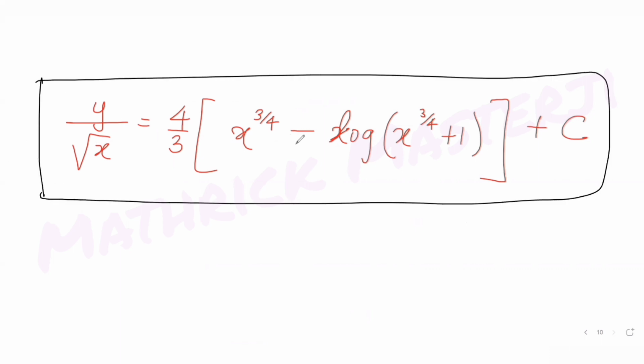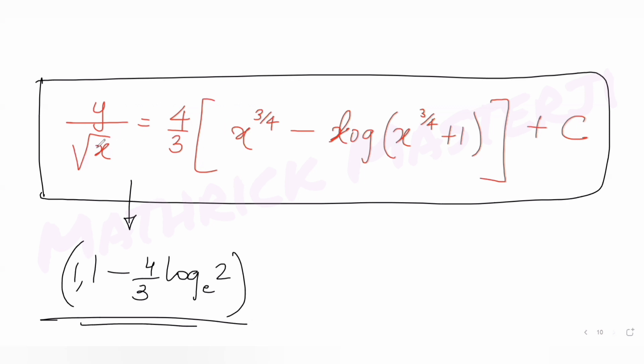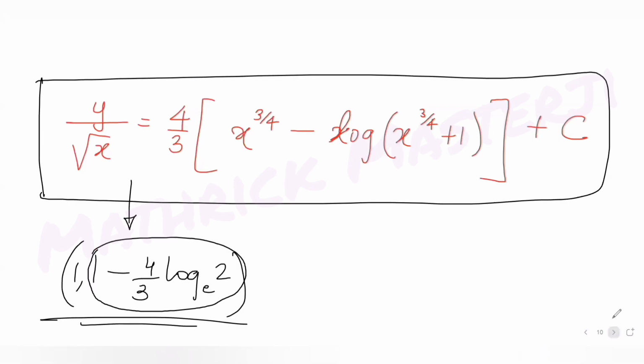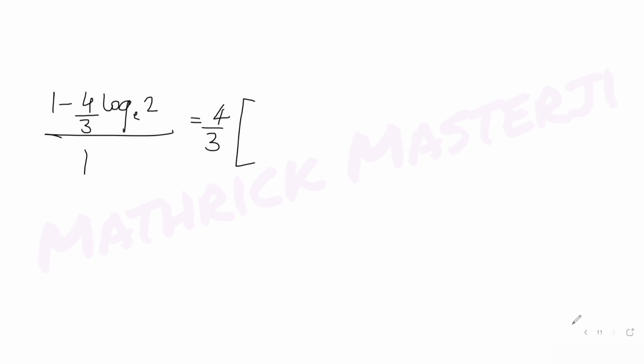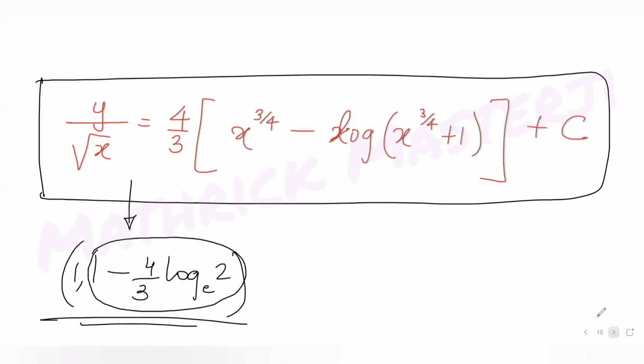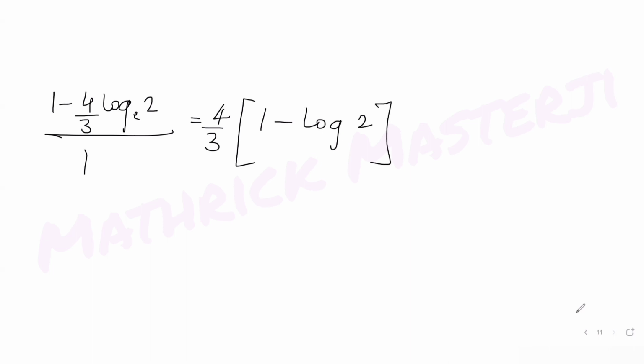Now, once I have the entire solution of the given differential equation, it says that this solution passes through the point 1 comma 1 minus 4 by 3 log 2 to the base e. Means at x equal to 1, we are substituting y as 1 minus 4 by 3 log 2 to the base e. So if I put that in my solution, I get 1 minus 4 by 3 log 2 to the base e over 1 is equal to 4 by 3 x raised to 3 by 4. So x in this case is 1, so 1 raised to 3 by 4 is 1, minus log of 1 plus 1, that is 2, so you get log of 2, plus c.